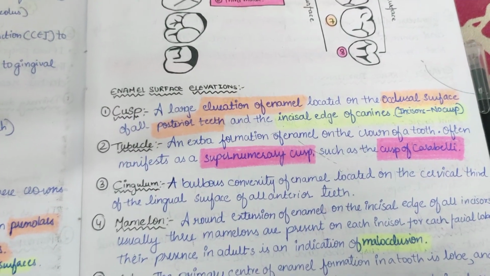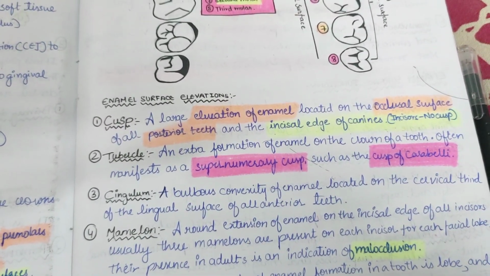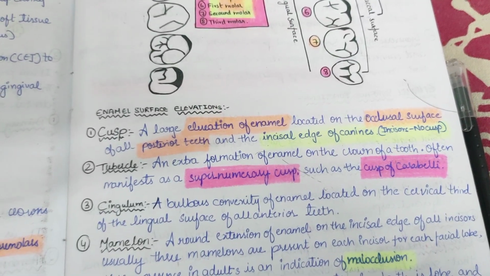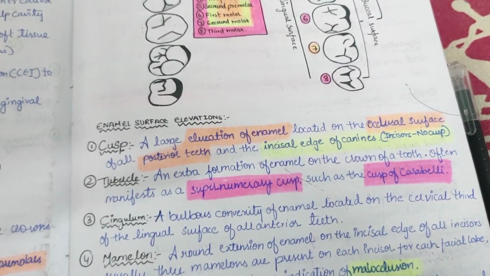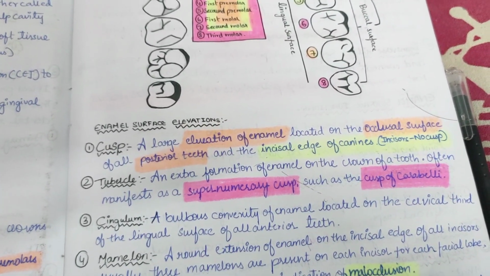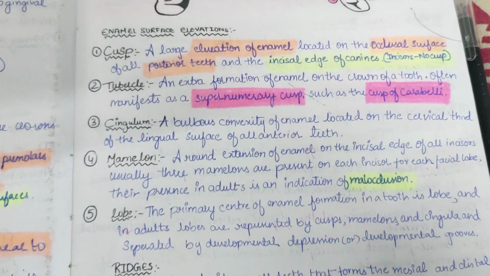Then we have tubercle, an extra formation of enamel on the crown of a tooth, and often manifests as a supernumerary cusp such as the cusp of Carabelli.